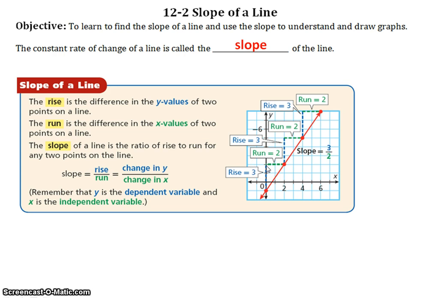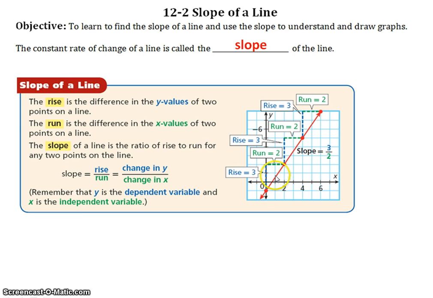Let's go to the next blue line from the next red dot. From here, it's a vertical line, 1, 2, 3. And this one, 1, 2, 3 spaces. Notice that it says rise equals 3.